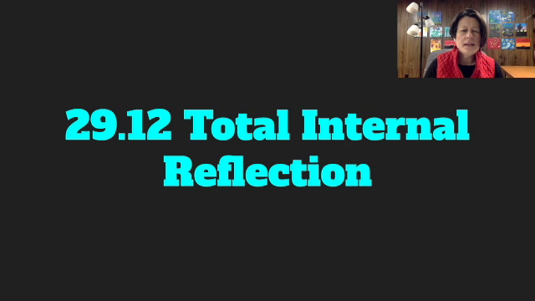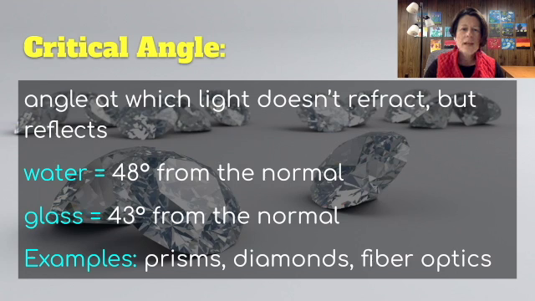Now, the last topic we're going to talk about is total internal reflection. With total internal reflection, there's something called the critical angle. This is the angle at which light doesn't refract but reflects. And for water, this is 48 degrees from the normal, and for glass, it is 43 degrees from the normal. And we see this applied in things like prisms, diamonds, and fiber optics.